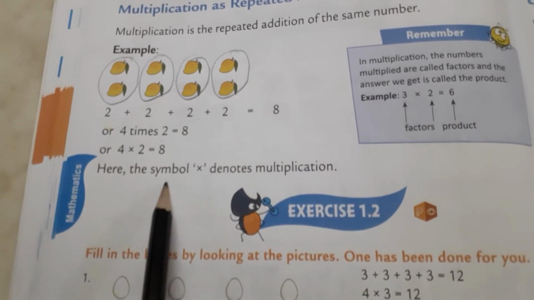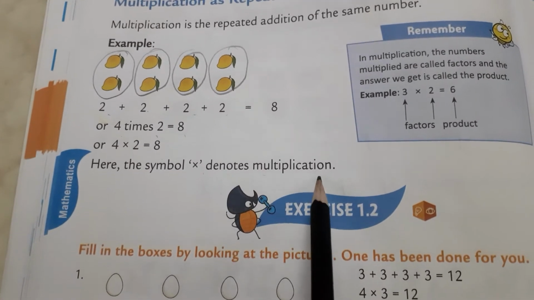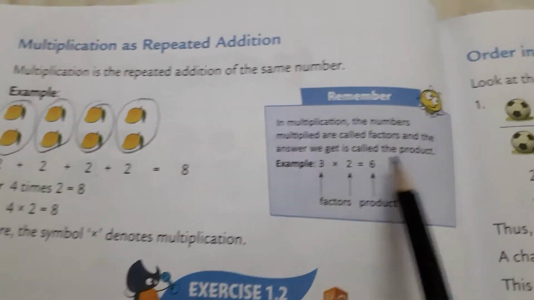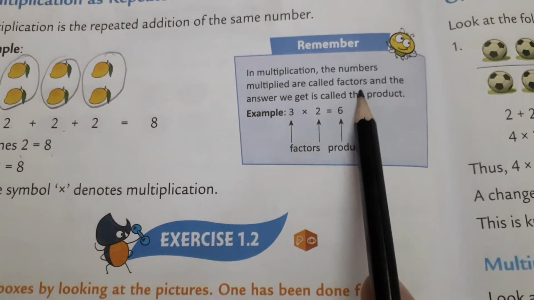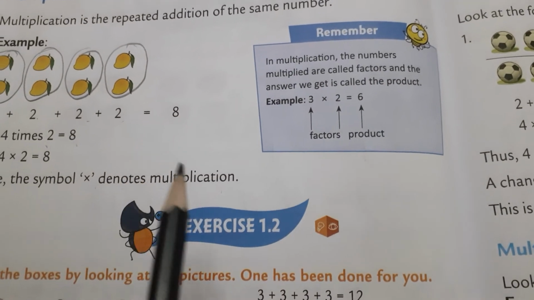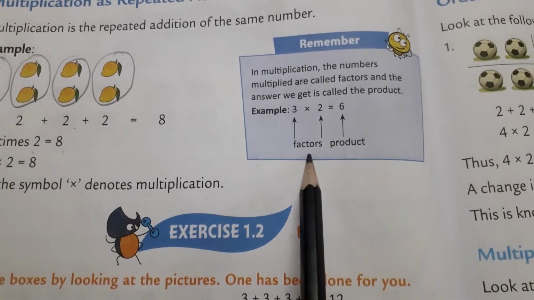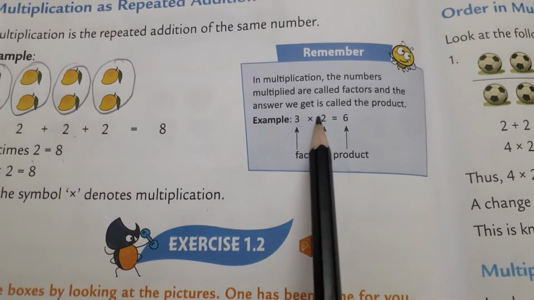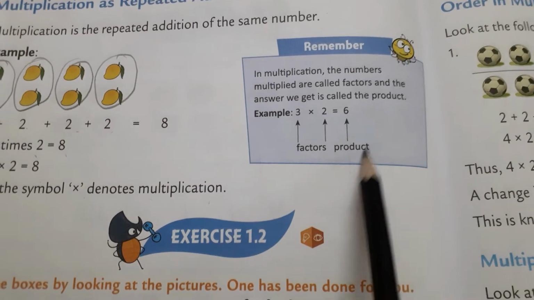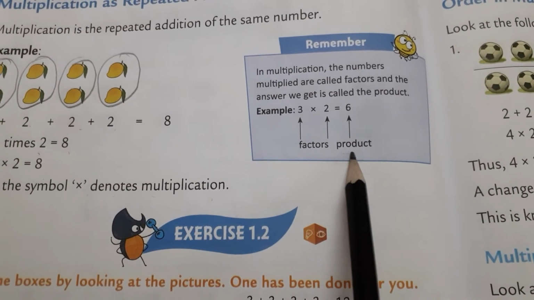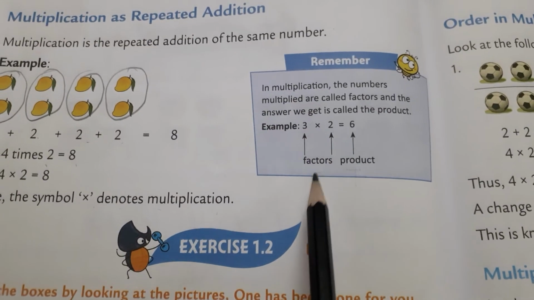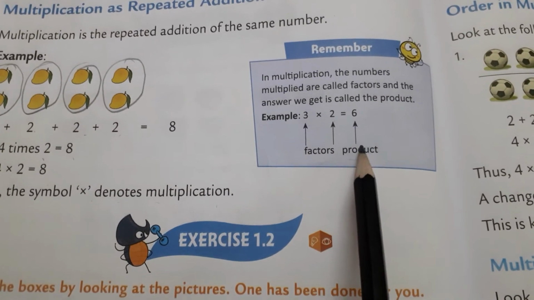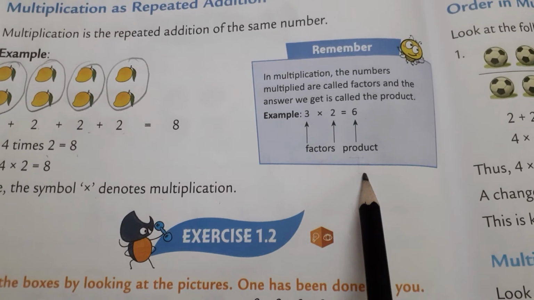Here the symbol of cross denotes multiplication. In multiplication, the numbers multiplied are called factors. The two numbers which are multiplied are called factors. And the answer we get is called the product. 3 times 2 is 6. 3 and 2 are called factors and the answer, that is 6, is called the product.